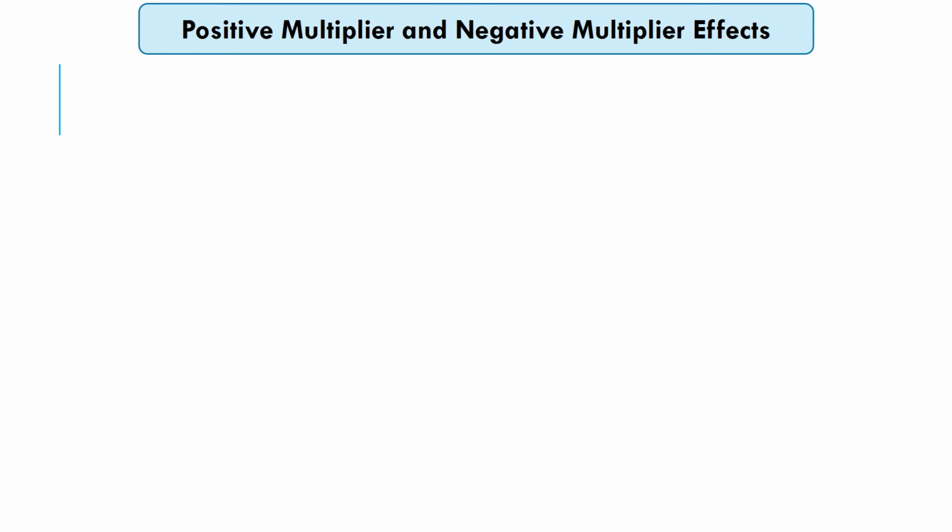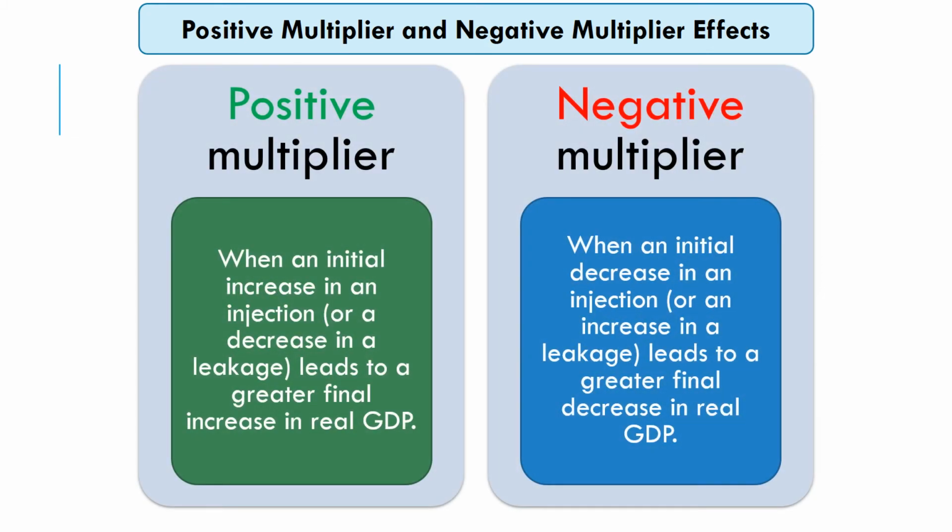The multiplier effect can be both positive and negative. A positive multiplier is when an initial increase in an injection leads to a greater final increase in real GDP. A negative multiplier is when an initial decrease in an injection, if we reduce the amount of money being injected in the economy, leads to a greater reduction or decrease in real GDP. So remembering that a decrease in an injection can cause a fall in GDP, if there is a negative multiplier effect, the fall in GDP will be greater than the decrease in the injection.